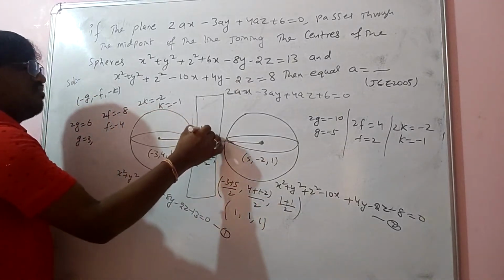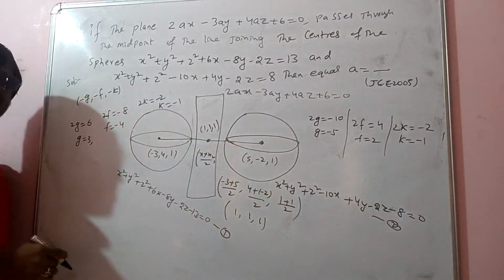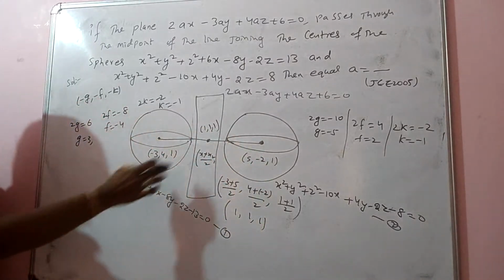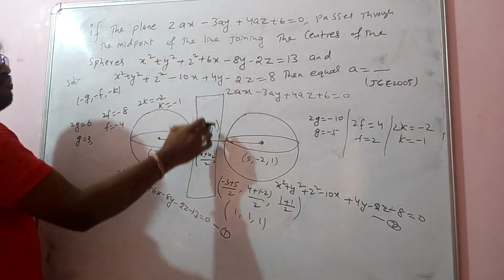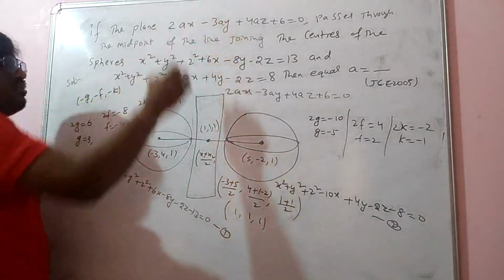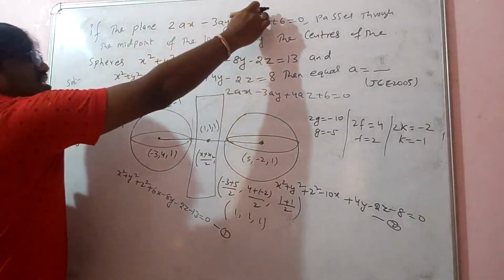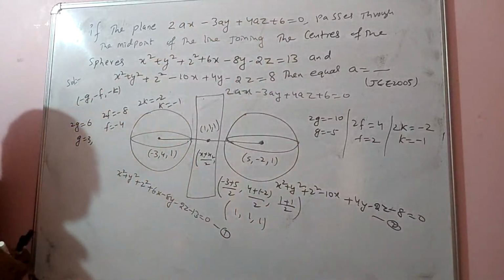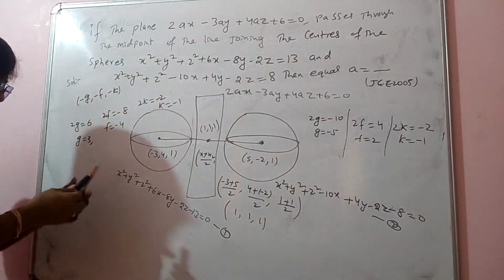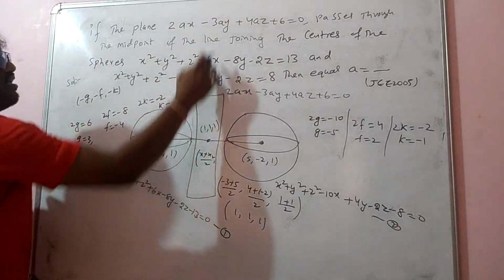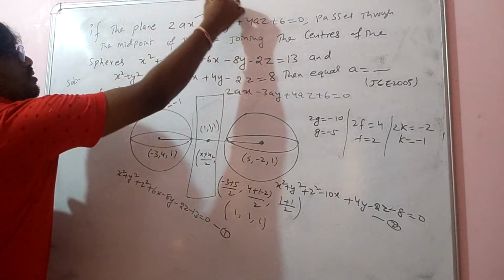So (1, 1, 1) is the midpoint. This point is lying on this plane, so substitute 1, 1, 1 wherever x, y, z is there, and you are going to get the value of a. So what do you do here? We will substitute 1, 1, 1 in this plane equation.